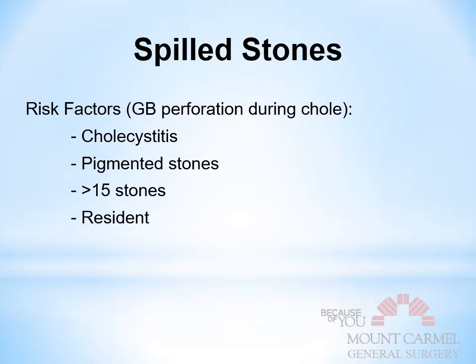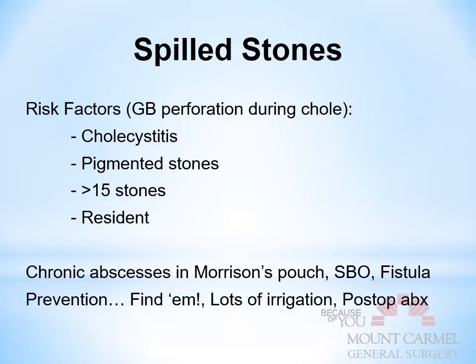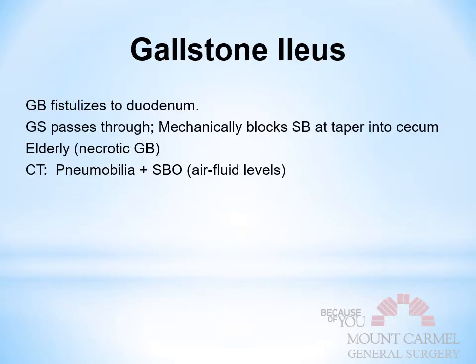And sadly, but I think understandably, if there's a surgical resident performing the case, there's a higher likelihood of letting the bag loose, I'd say. These things, although we think of them pretty benignly, can cause chronic abscesses, especially in Morrison's pouch. They can cause small bowel obstructions due to recurrent adhesions that are formed. They can cause fistulas as well, if they erode all the way through. So prevention is obviously the key here. You just want to find them, lots of irrigation, and make sure they get post-op antibiotics.